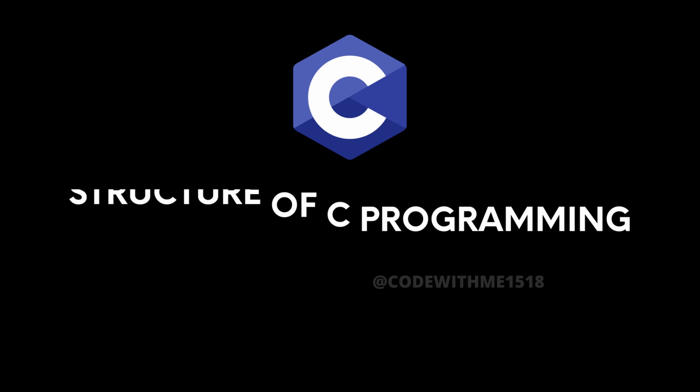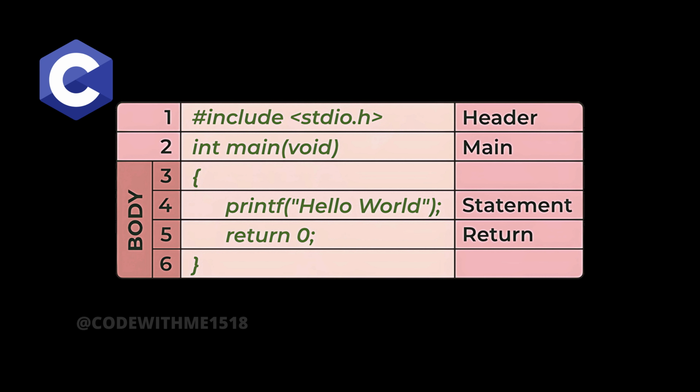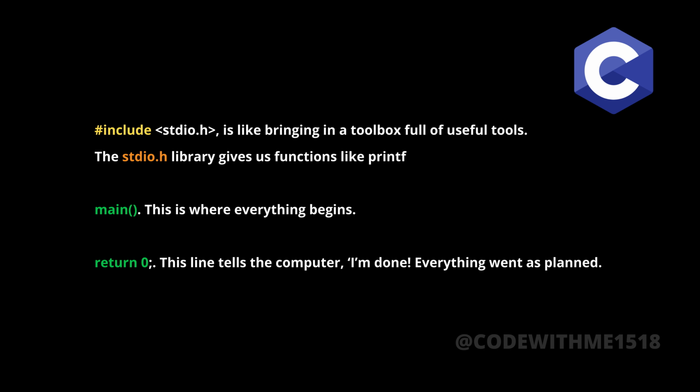All right, let's begin with how a C program is structured. Every program you write in C will follow a certain pattern, like a recipe with specific steps. Here's a simple example of what a C program structure looks like. #include <stdio.h> is like a toolbox. It gives you all the tools you need for basic tasks, like printing to the screen. The main function is where the actual instructions are written, and return 0 is like saying, I'm done.